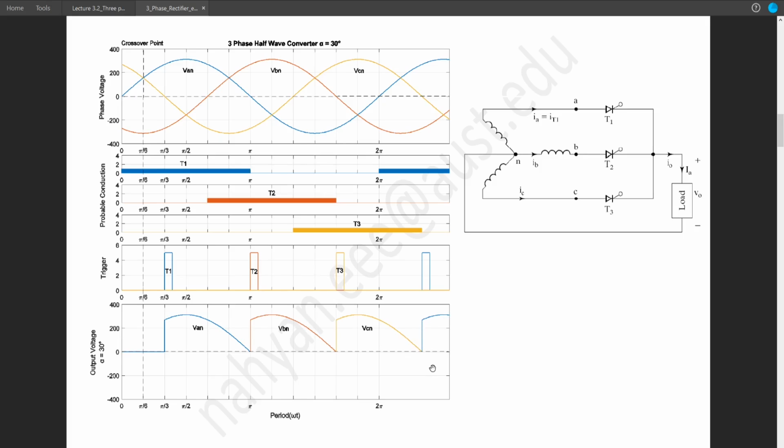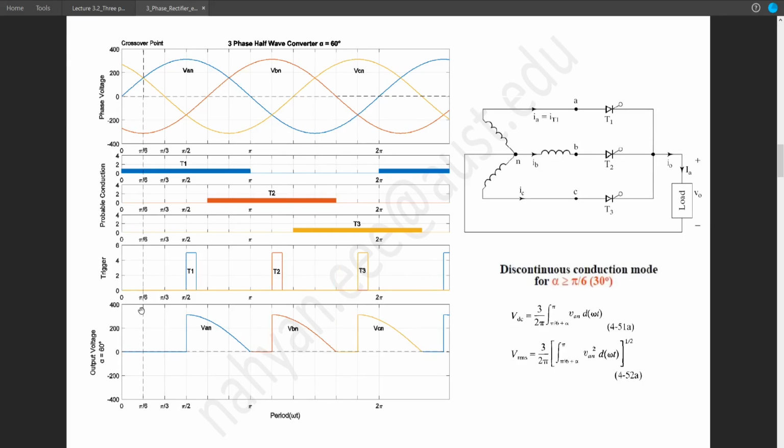and after that VAN will continue for the next cycle. So just a quick reminder, these triggers are separated by 120 degree, or in this case 4 blocks. So if we solve it for alpha equal 60 degree, then this whole triggering system will be shifted 30 degree further. So here is alpha equals 60 degree with respect to this crossover point.